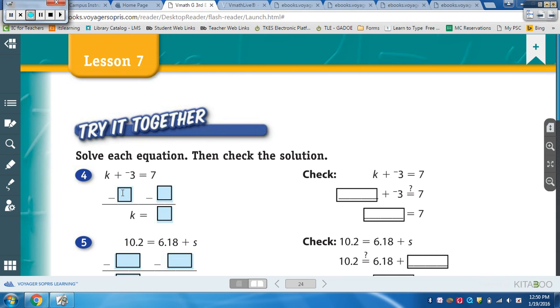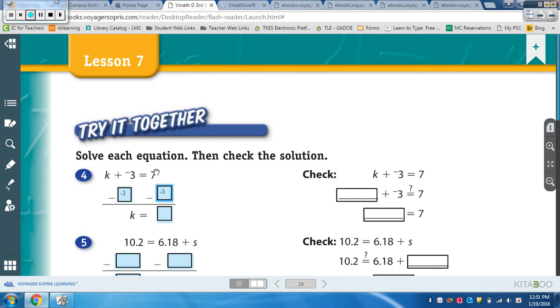So we subtract negative 3 on the left. And then we also must subtract negative 3 on the right. This keeps our equation balanced. So negative 3 minus a negative 3, we change subtraction to addition of the opposite, it's going to become negative 3 plus 3. So that's going to leave nothing but K on the left-hand side, because negative 3 plus 3 is indeed 0.